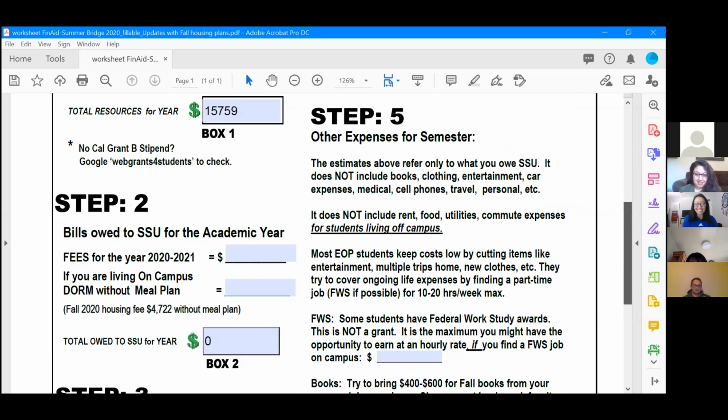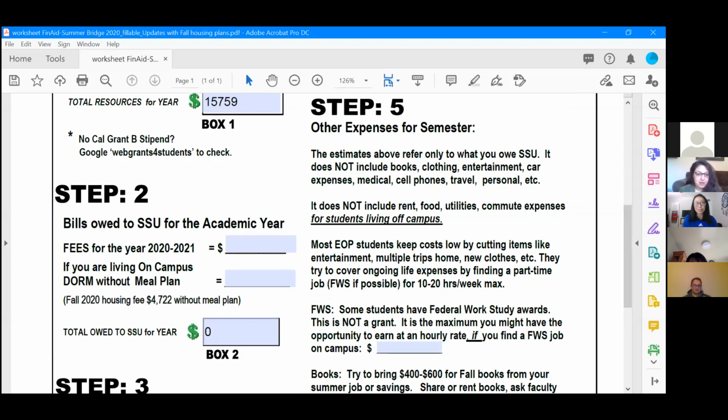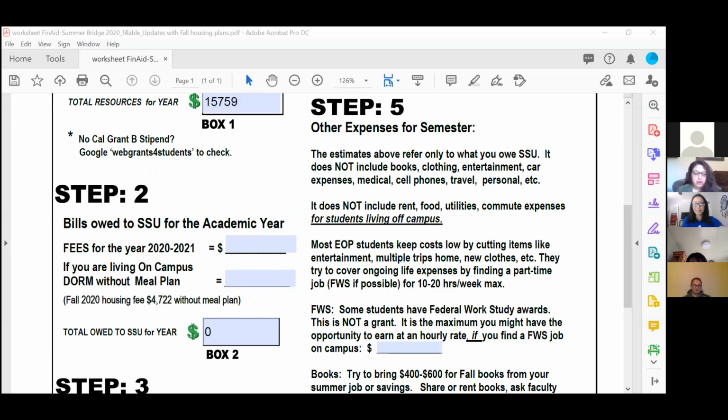Erica. Great, thanks, Ku. So here we are with step 2. Bills owed to SSU in the academic year. Okay, so the next part is going to be fees for the year for 2020-2021. And what we do here is we take that full amount. What do you owe for the full academic year? Okay, and then we're going to go down into what you owe for the semester. So we start here at the big level and then we trickle it down. Okay, so if I could please get what the fees are owed, the full tuition.